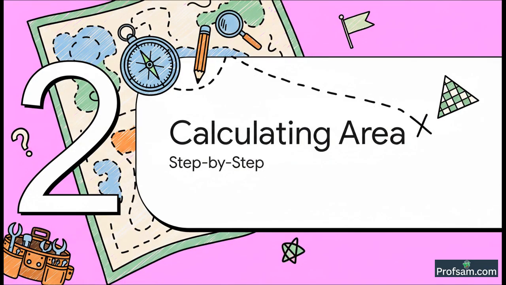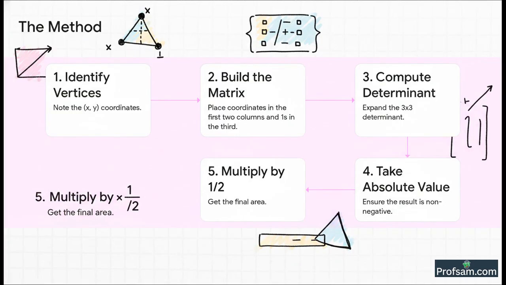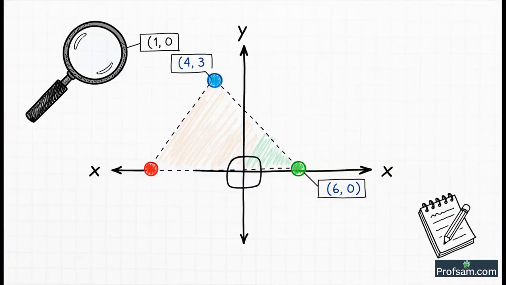Okay, enough talk. Let's fire this thing up and use our new tool to solve a real problem. Ready for quest number 1? And look, there's a simple 5-step game plan that works every single time. 1, list your coordinates. 2, build that matrix we just talked about. 3, find the determinant. 4, make sure the number's positive. And 5, multiply by 1/2. That's the whole recipe.